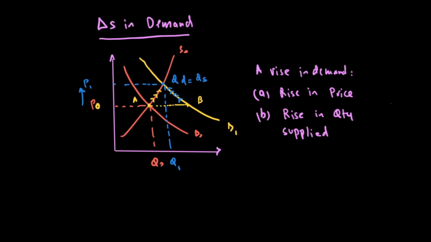So let's call this point C. When I come to point C, I am moving along the supply curve. And this language is important to remember, because if I say a rise in demand leads to a rise in supply, that's wrong. A rise in demand leads to a rise in quantity supplied, which means I'm moving along the supply curve.